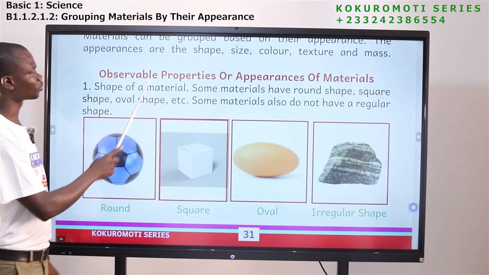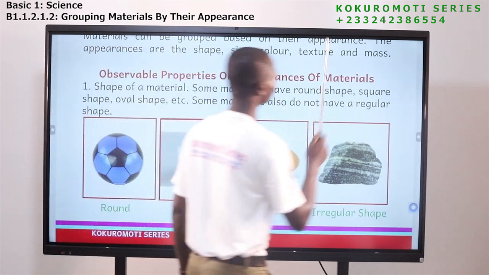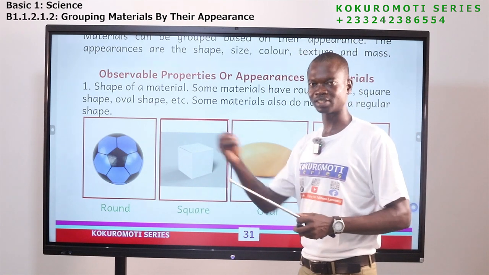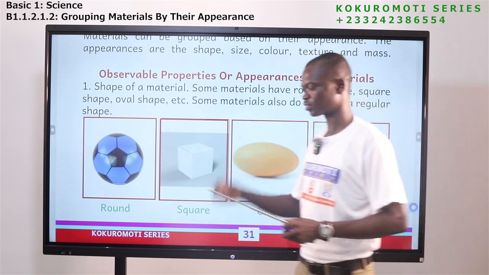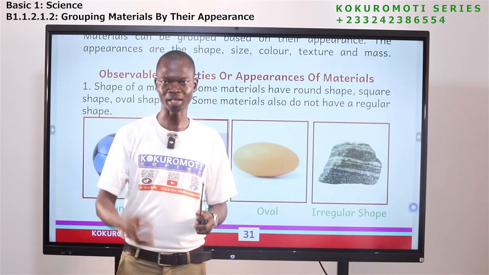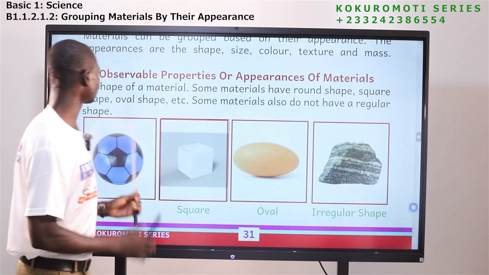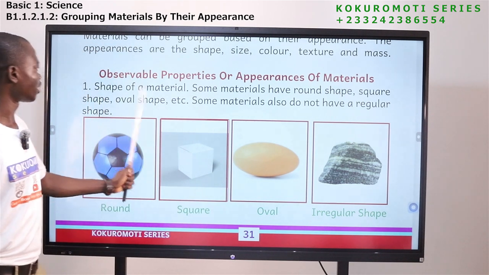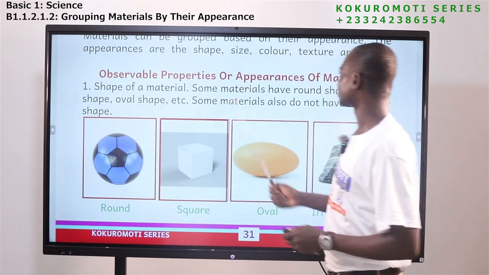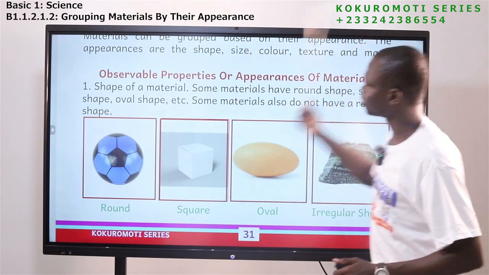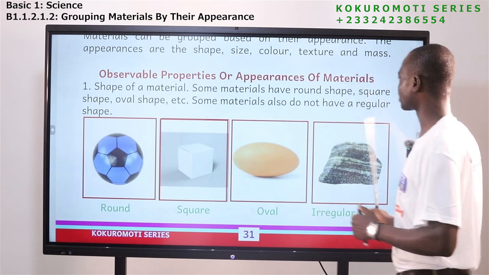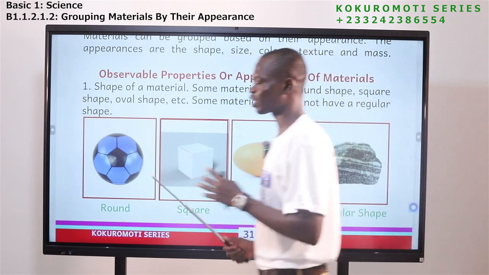Now, observable properties or appearance of materials. So appearance of materials, that is what you can use your eyes to tell. Appearance of something is what your eyes can see, what you can describe with your eyes. So now let's look at it. 1, shape of a material. Some materials have round shape, square shape, oval shape, and the rest. Some materials also do not have a regular shape. So we are talking about shapes.